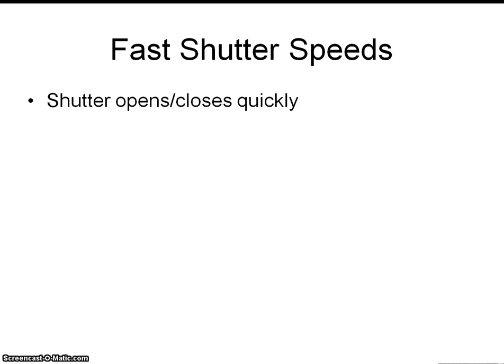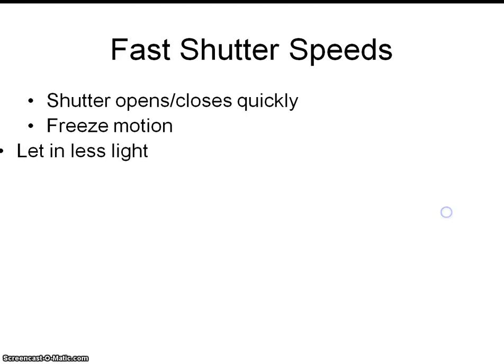Now, shutter speeds are generally categorized as either fast or slow, but of course there are some that are in between. So for fast shutter speeds, the shutter opens and closes very quickly, and it's not open for a very long time. Fast shutter speeds are used to freeze motion. They let in less light. That should make sense. If the shutter is only open for a split second, it's not letting in a whole lot of light.